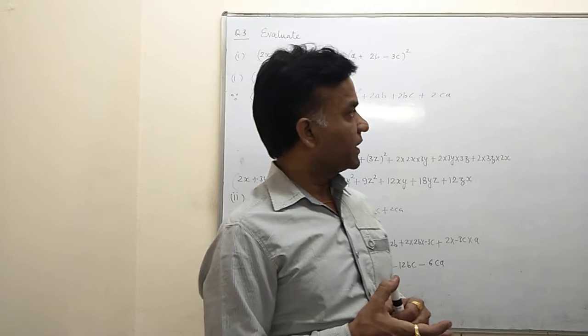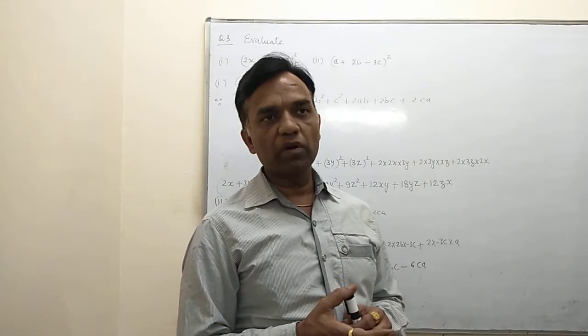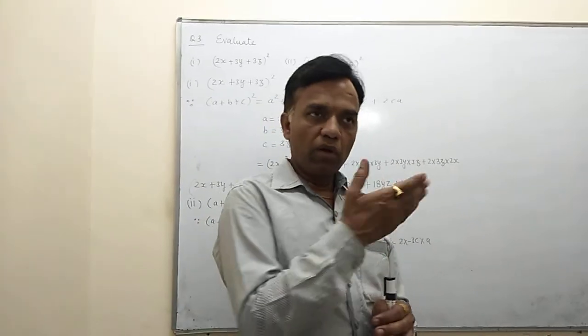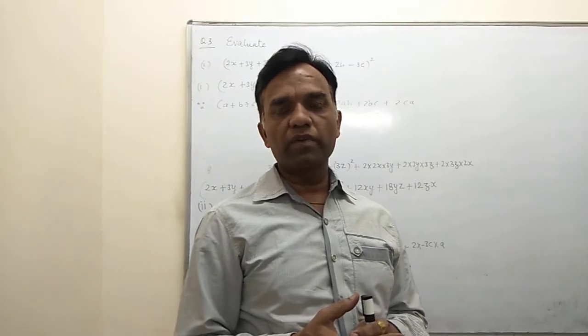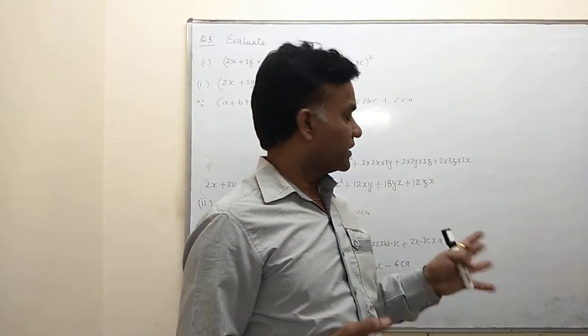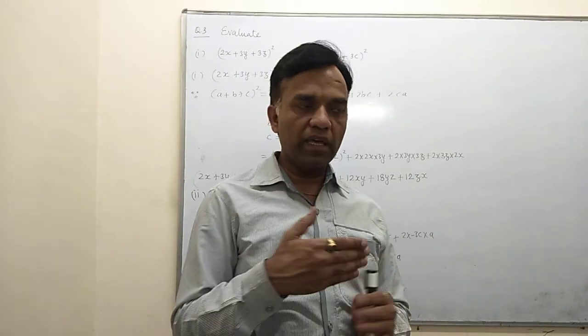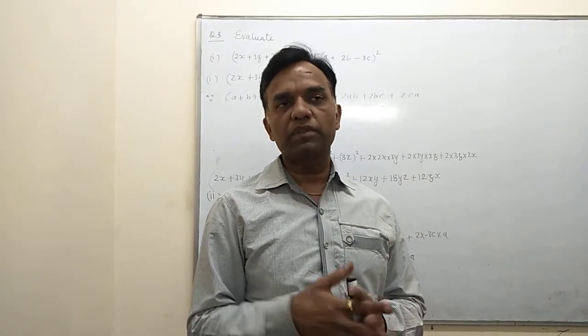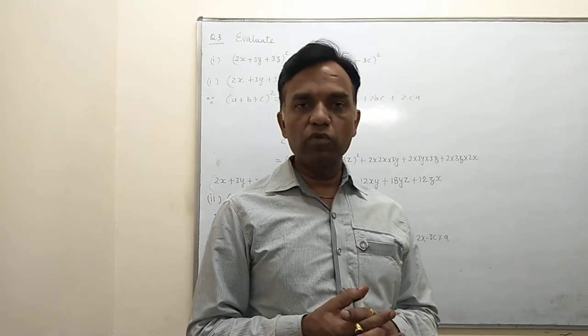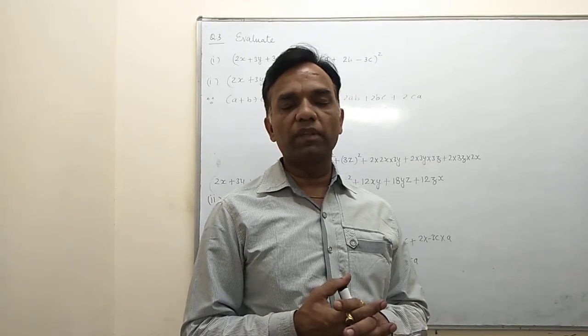Okay, so now I think all expansions are over, because we have expanded whole square, whole cube, and whole square with the trinomial also. So now I think you can simplify or evaluate any expansion with the suitable identities. You can use them and expand the given form, the given questions.